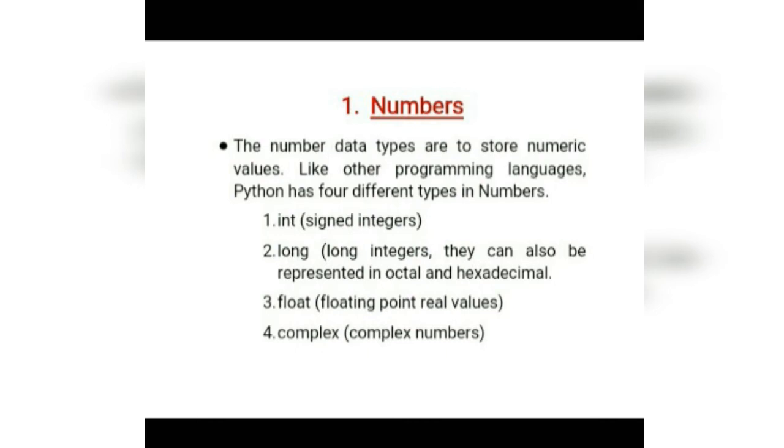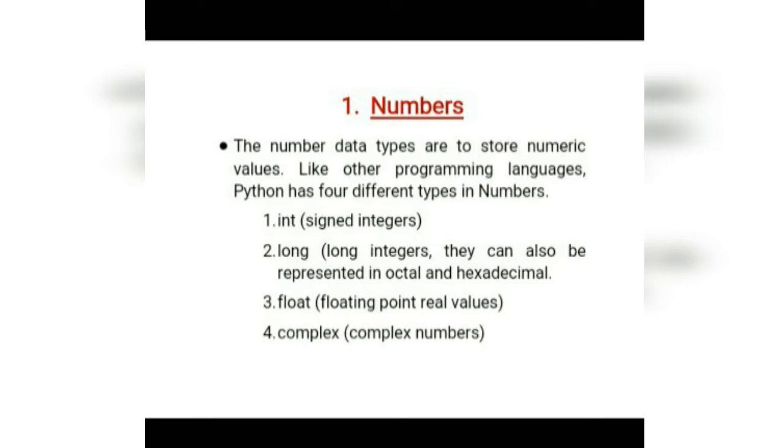The first data type is the number, which is used to store numeric values. Like other programming languages, it has 4 types in numbers. The int is the most preferred and commonly used data type, which stores signed numeric values without a decimal point. Then long stores signed long integers. Internally, they can be represented as octal or hexadecimal. Python allows us to use a lowercase l with long, as we use L for representation, but it is recommended to use an uppercase L.